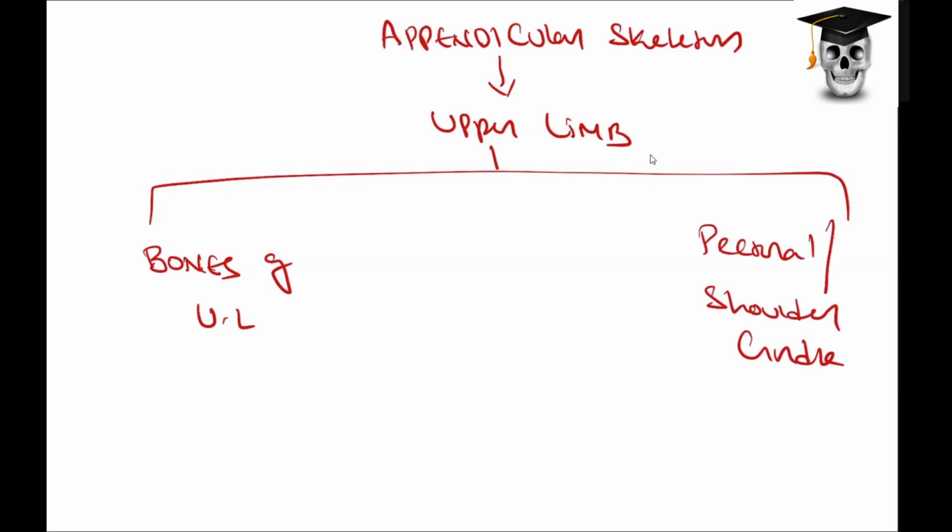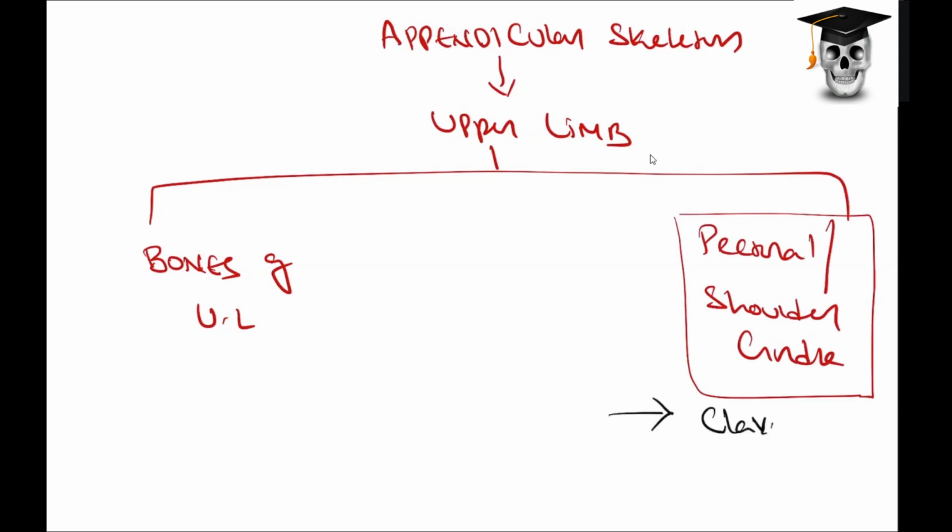Now, what are the bones we have in the upper limb? Or before we move on there, what is the girdle? So what exactly is the girdle made up of? The girdle is made up of a clavicle, a collarbone, and a flat bone called the scapula. So both of these make up a girdle, right?